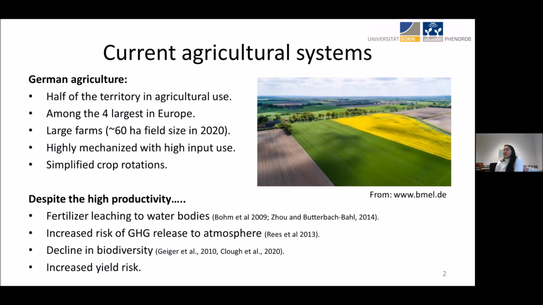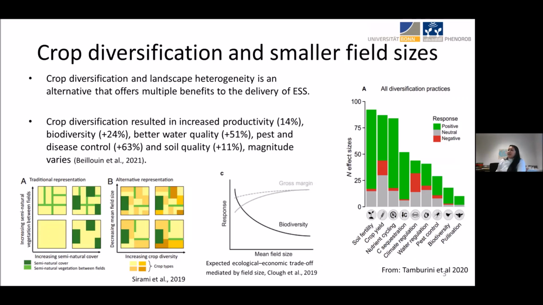And also an increased yield risk due to these simplified crop rotations, but also due to climate change, which is also expected to continue increasing in the future. So as an option to cope with all of these problems, we have identified that crop rotation and smaller field sizes can be an option to cope with these problems.